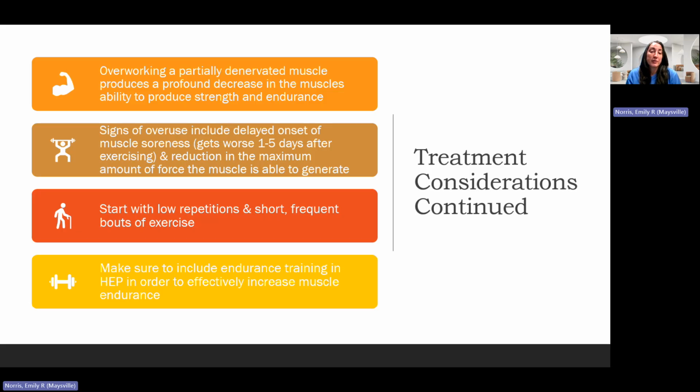Make sure to include endurance training in your home exercise program in order to increase muscle endurance, as that is one of the main goals in patients like this. We're not worried as much about increasing strength, but endurance and function.